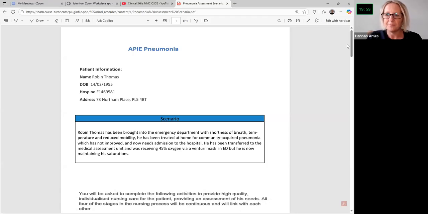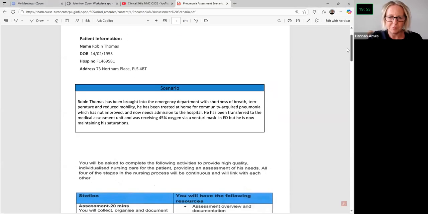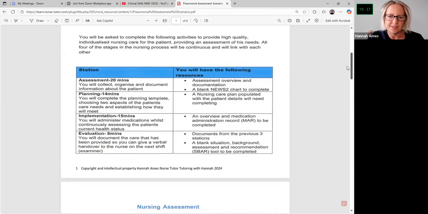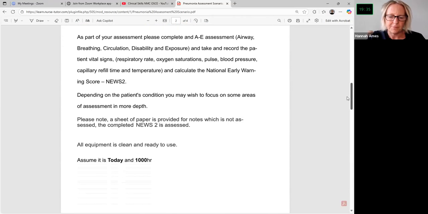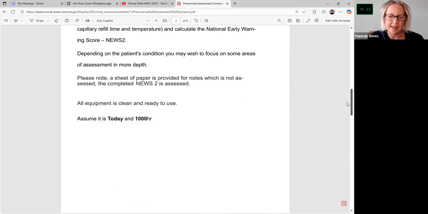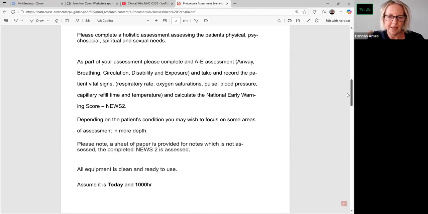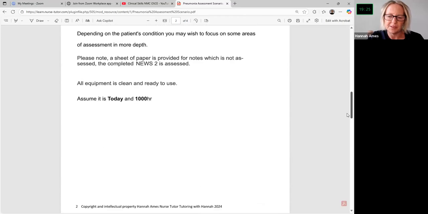I'm going to start my clock. And off we go. So we've got Robin. I'm just going to read the briefing here. Brought into emergency department, shortness of breath, temperature, reduced mobility, been treated at home for community-acquired pneumonia, which has not improved, and is now being admitted to hospital, being transferred to the medical assessment unit, was receiving 45% oxygen, but is now maintaining his saturations. Okay, so just my briefing. Today is today, and the time is 10 o'clock. And I've been asked to complete my holistic assessment, my APIE assessment, and my News 2 documentation.